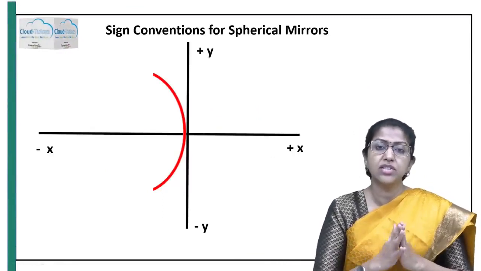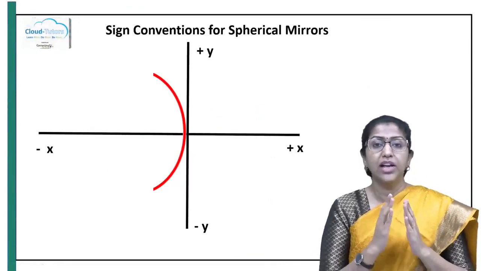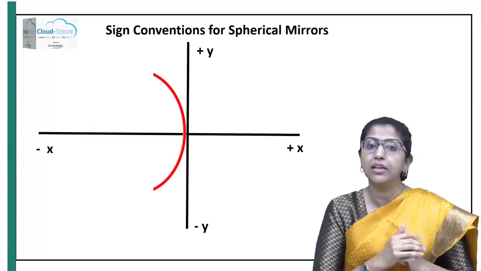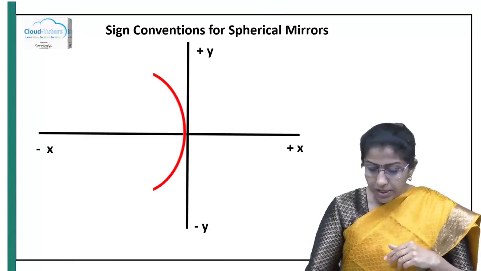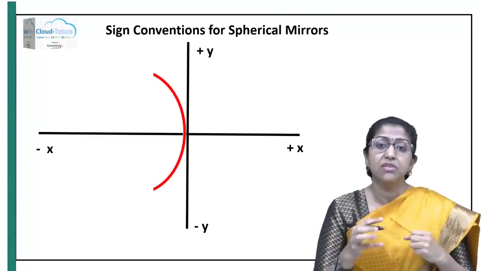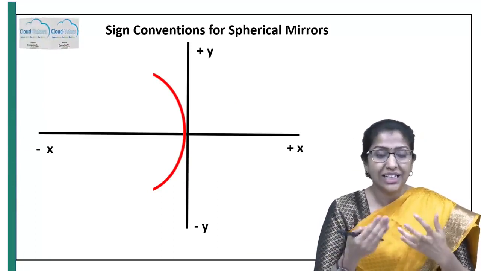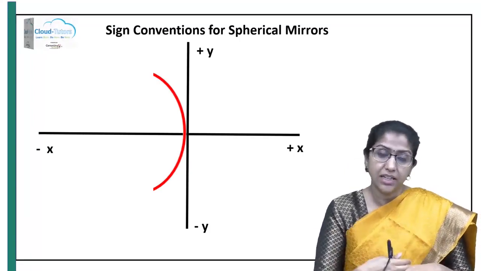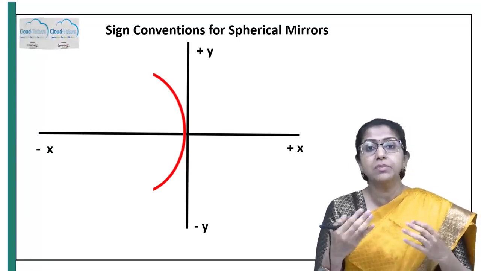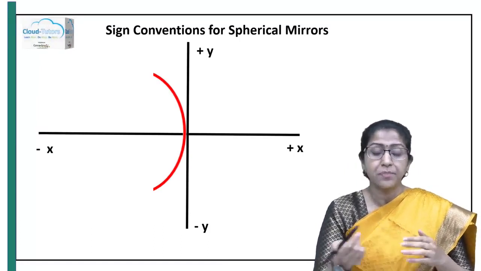Sign conventions are very, very important in order to solve a spherical mirror problem. Okay, you will see why when we solve a problem. Now, what are these sign conventions and why do we need them? We need them in order to locate the image and to understand the kind of image that is formed by a spherical mirror, all of these aspects.